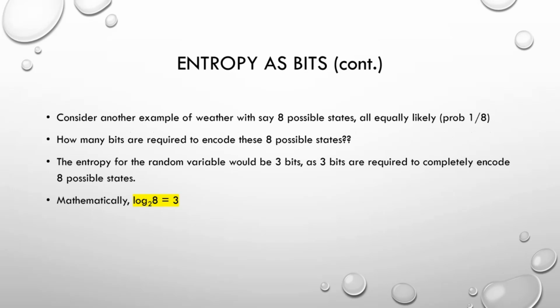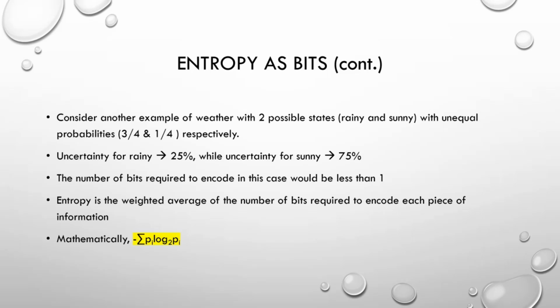Similarly, let us consider another example of weather which has, say, 8 possible states. All these 8 possible states are equally probable with a probability of 1 by 8. So how many bits are required to encode these 8 possible states? Because in order to convert our uncertainty to a 100% certain result, we need to know the 8 possible states, which have to be encoded using 3 bits. So our entropy in this case would be 3 bits.